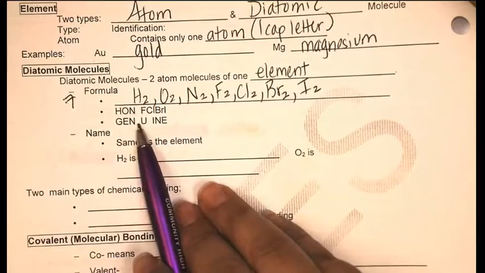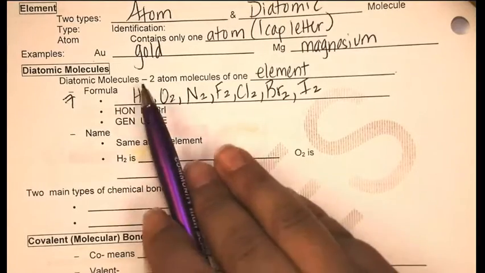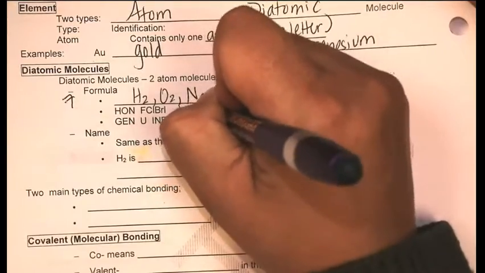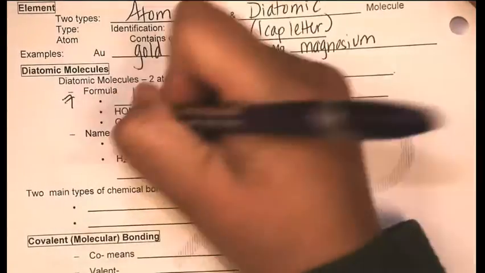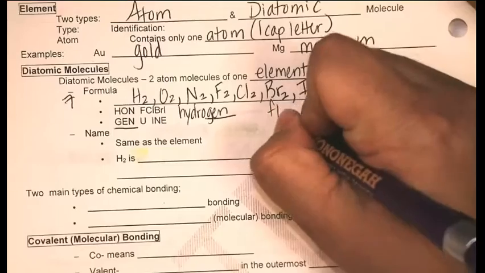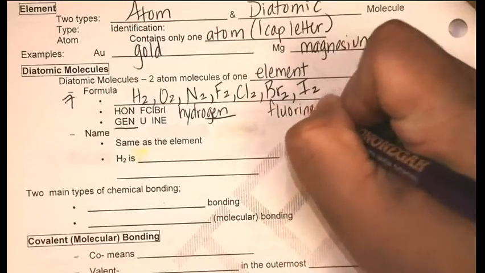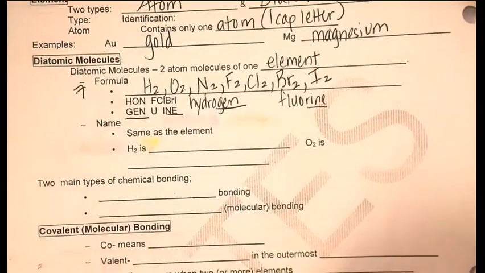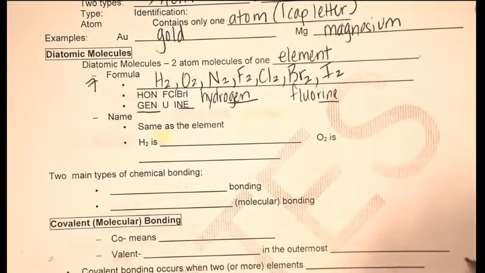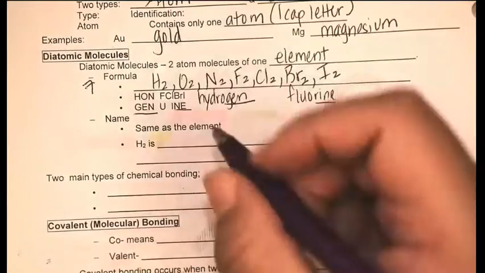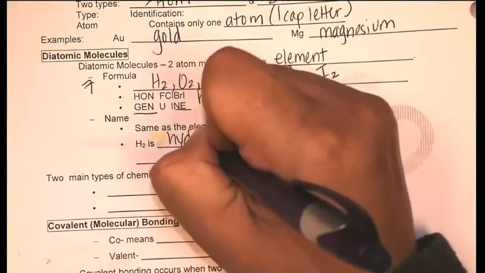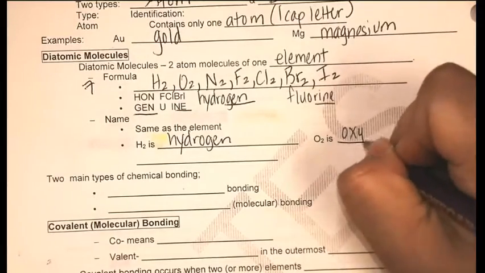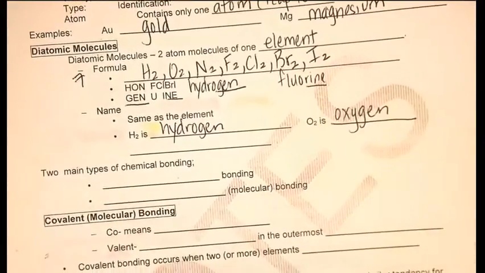The other thing is they all end in GEN or INE. So what does that mean? Hydrogen, for example, ends in GEN. Fluorine ends in INE. So all 7 of them end in GEN or INE. You name them the same as the element. So H2 is just hydrogen, and O2 is just oxygen. So you just look at the periodic table.